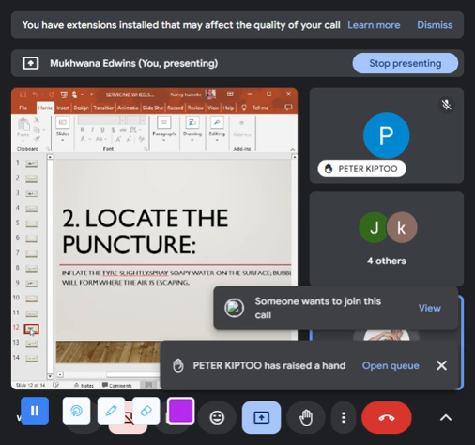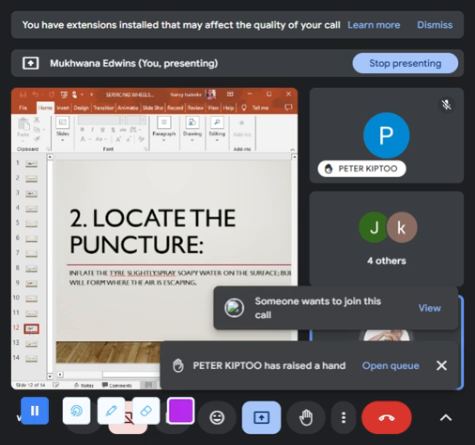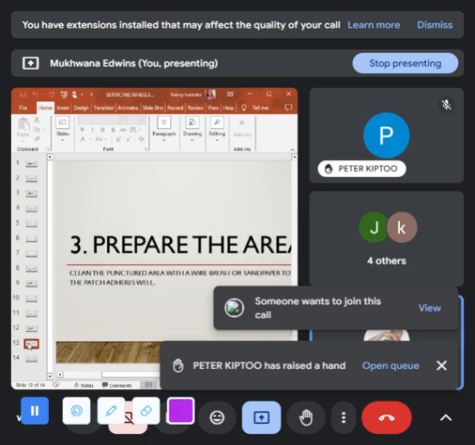How do we locate? Inflate that tire and spray. Now that you have identified the tire and also know how to identify the tire that has a puncture, you insert pressure in that tire and you roll it in soapy water. You will see some bubbles coming out. That is an indication that the tire has a problem. Are you getting me? Yes, that is the simplest way of doing it.